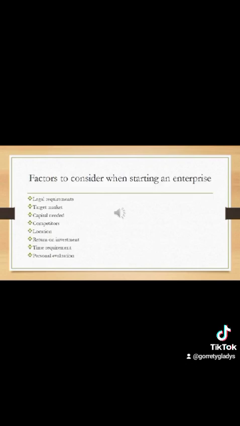Then you need to know the capital needed. Once you write a good business plan with a budget, you automatically know how much you need to budget for whatever is needed in the business. So this computes the capital you need.